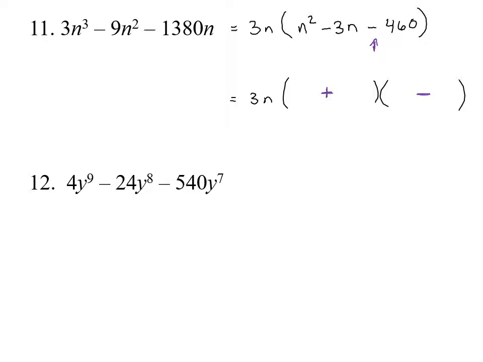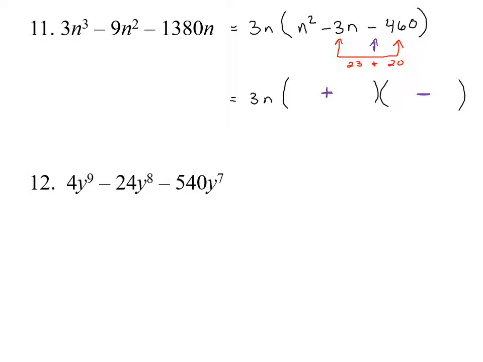Then I need two numbers, based on these two numbers right here, that multiply to 460 and differ by 3. Now, this is definitely a situation where you'll probably want to use a calculator, because most people don't know the bigger numbers like that. But it actually would be 23 and 20. 20 times 23 is 460. 23 minus 20 would be 3.